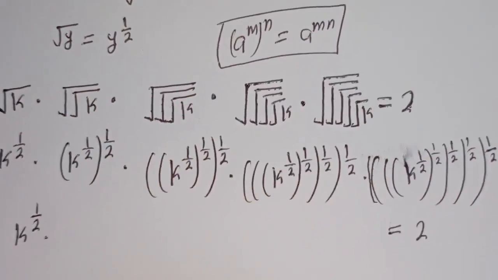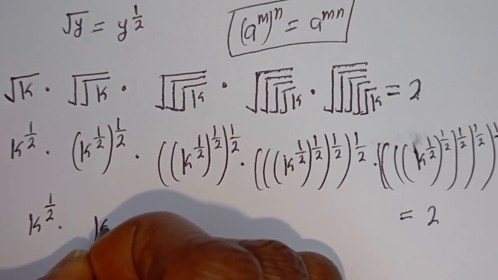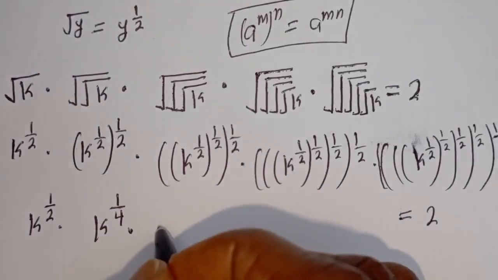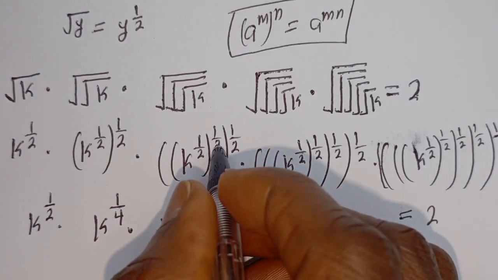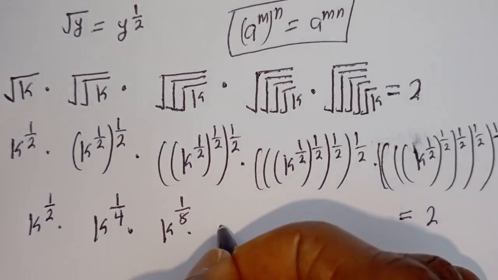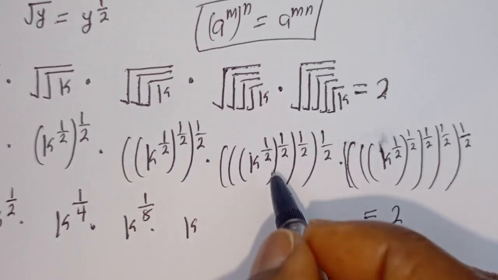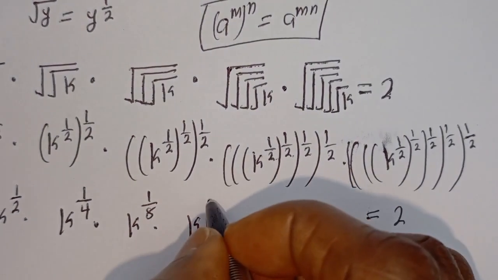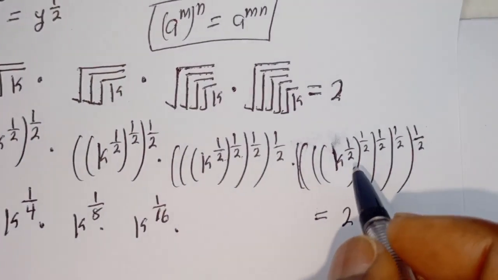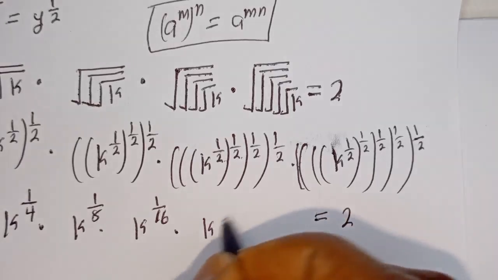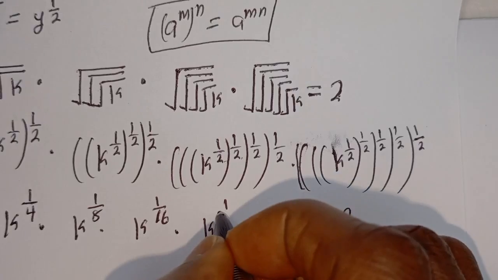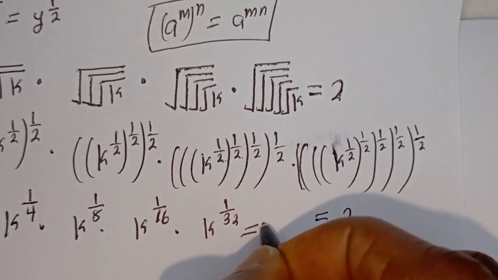Then this can be written as k to the power of 1 over 2 times 2, that is 4, multiplied by k to the power of 2 times 2, 4 times 2, 8, 1 over 8, multiplied by k to the power of 2 times 2, 4 times 2, 8 times 2, 16, that is 1 over 16, multiplied by k to the power of 2 times 2, 4 times 2, 8 times 2, 16 times 2, 32, that is 1 over 32, is equal to 2.